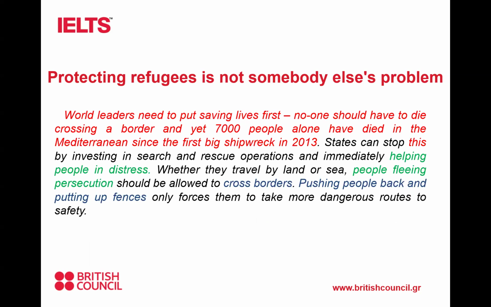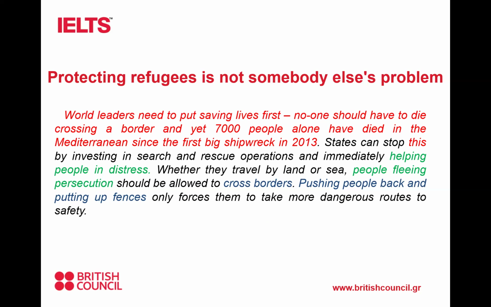Let's move on. You'll see a paragraph full of color. The first sentence beginning world leaders is in red. And then in the second sentence, states can stop this by investing. This is in red too. You can see that this refers to the first sentence. If we continue with the second sentence, states can stop this by investing in search and rescue operations and immediately helping people in distress. You can see that helping people in distress is in green. And this is mirrored in the next sentence by people fleeing persecution.